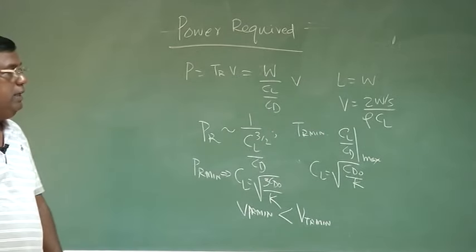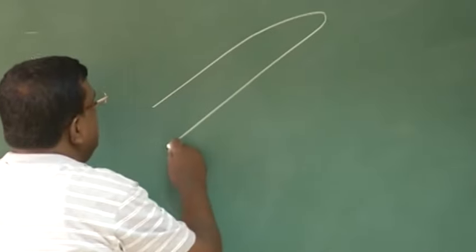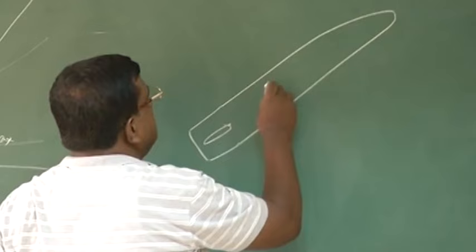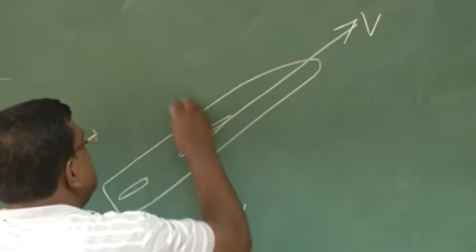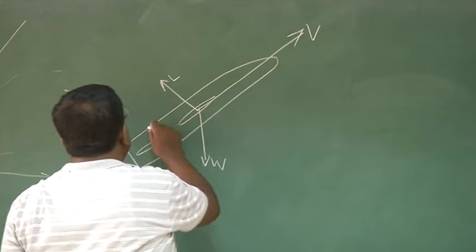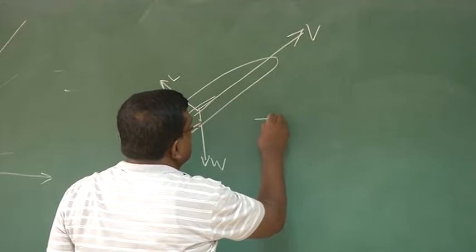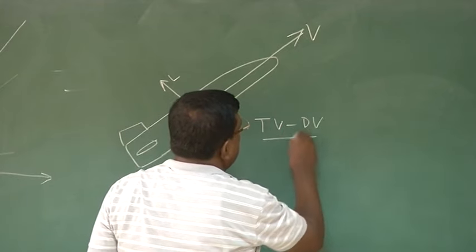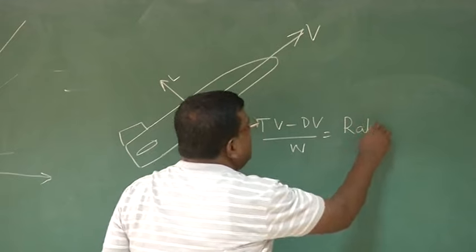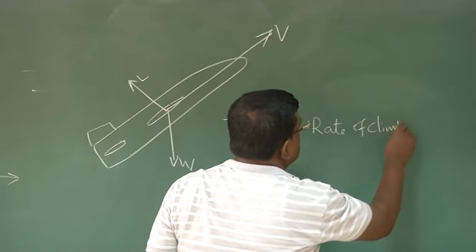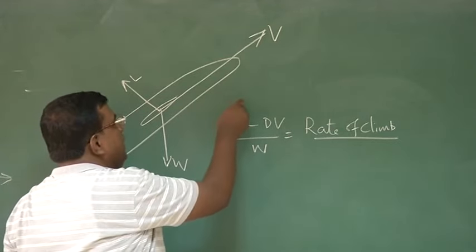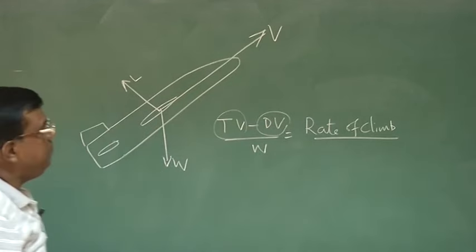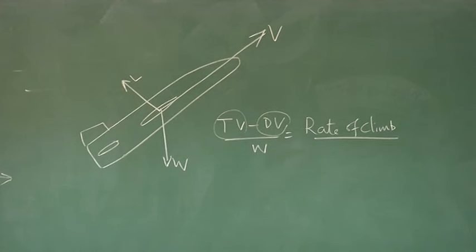Once we understood this, we also tried to see what happens if an airplane goes on climb. And there we realized that (T V minus D V) by W is the rate of climb. This T V minus D V is nothing but the excess power, right? What is T V? T is the thrust available into V, so power available. And what is D V? D V is the power required to overcome the drag, right?